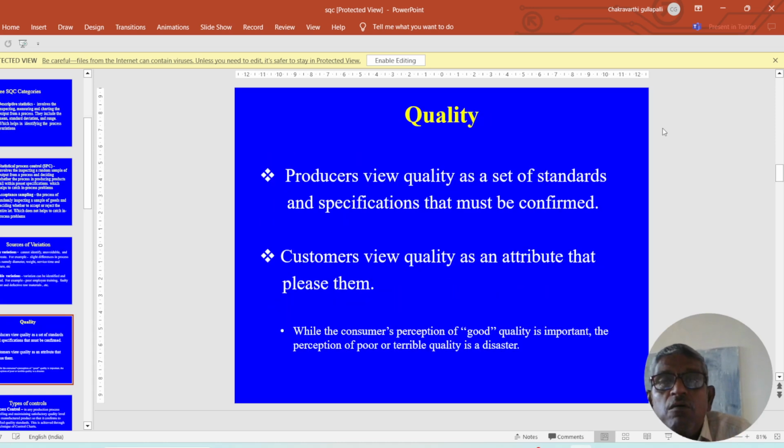Now, what is meant by quality? Quality means, in general, mental satisfaction, but technically, producers view quality as a set of standards and specifications. That is the technical definition of quality. But in general, what is meant by quality is very simple: it is mental satisfaction.